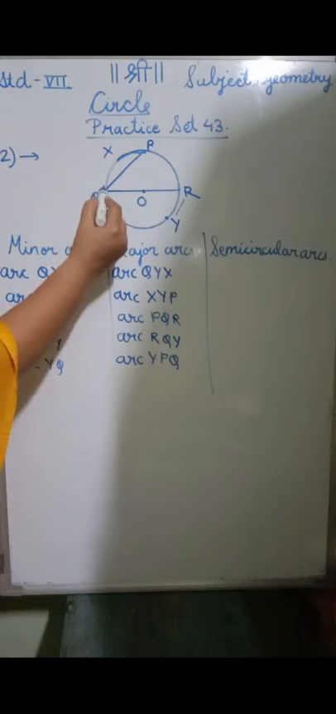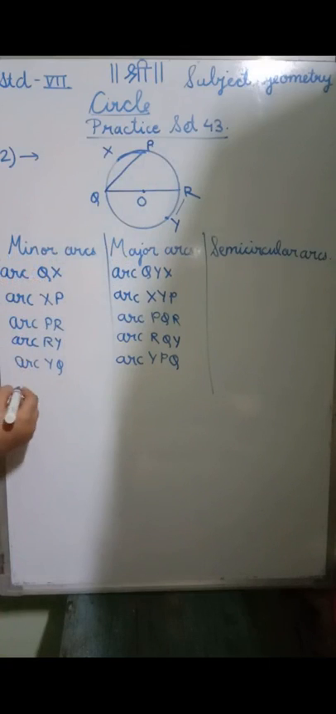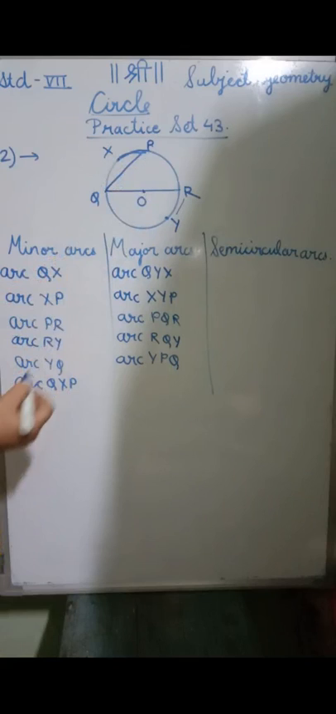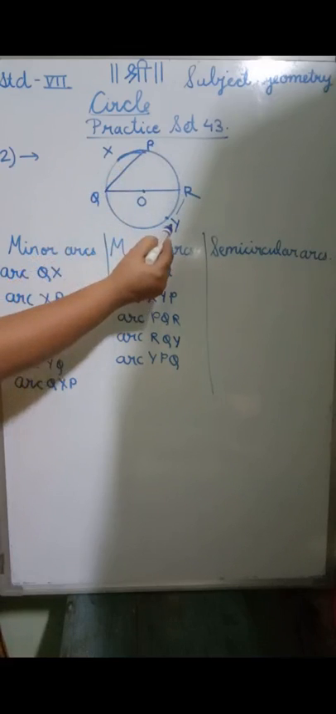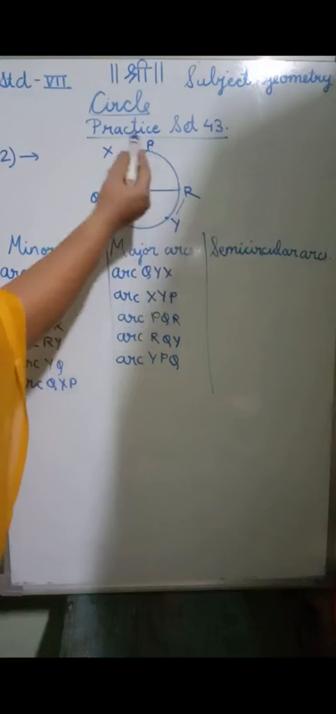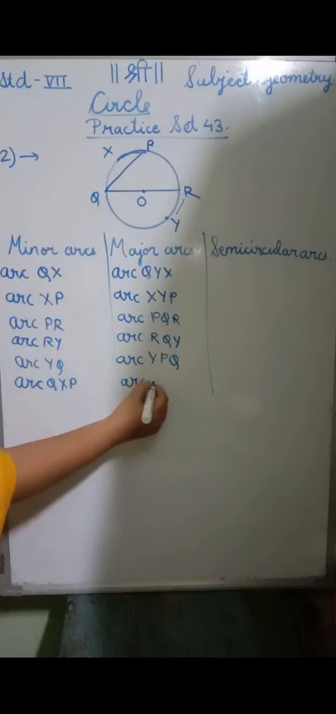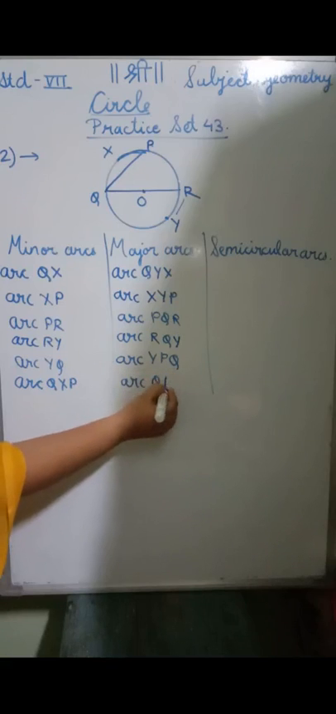Even children, is this a minor arc? QXP is also a minor arc. See here, arc QXP, 3 letters. Is this a minor arc? Yes. So we can write it. Now what will be the measure arc for that? This part, QYP, yes or no? Or QRP. Yes, anyone you can write from that. I am writing arc QRP.